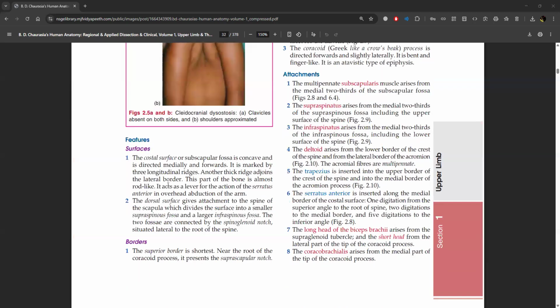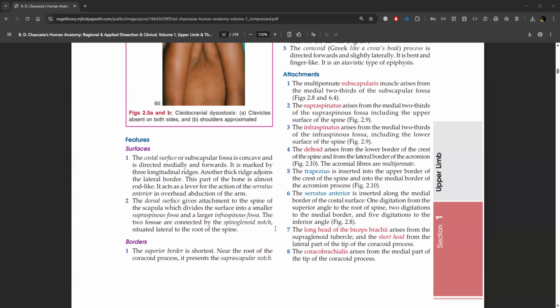Features. Surfaces. Number 1. The costal surface or subscapular fossa is concave and is directed medially and forwards. It is marked by three longitudinal ridges. Another thick ridge adjoins the lateral border. This part of the bone is almost rod-like. It acts as a lever for the action of serratus anterior in overhead abduction of the arm.